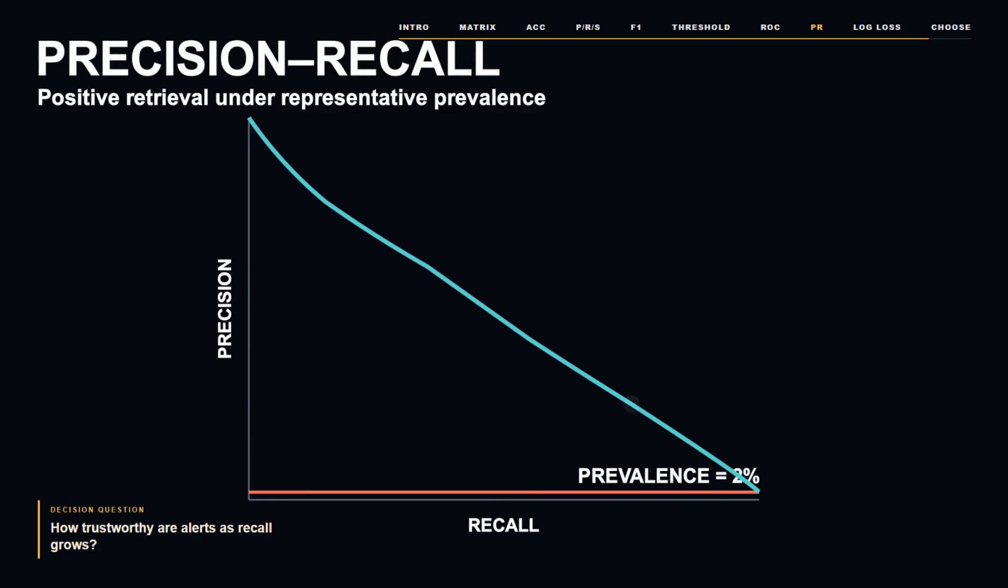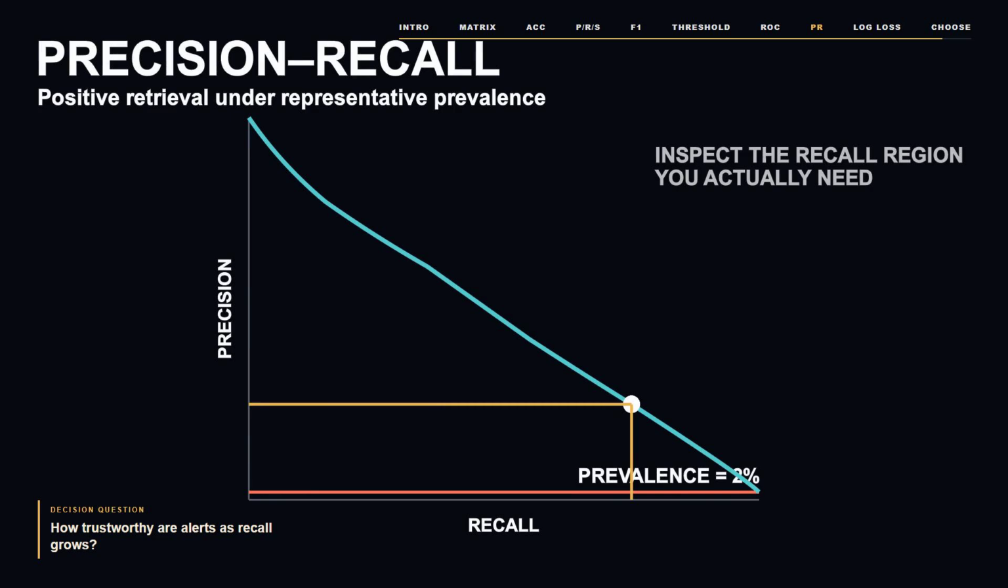Unlike the random ROC baseline of 0.5, the precision baseline follows the positive prevalence. In this cohort, that is only 2%. This sensitivity to prevalence is useful when the test set reflects deployment, but it also means scores from populations with different class mixes are not directly comparable. Use a representative test set and inspect the curve near the recall you actually need.